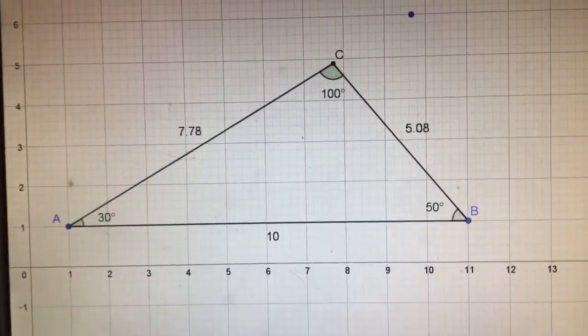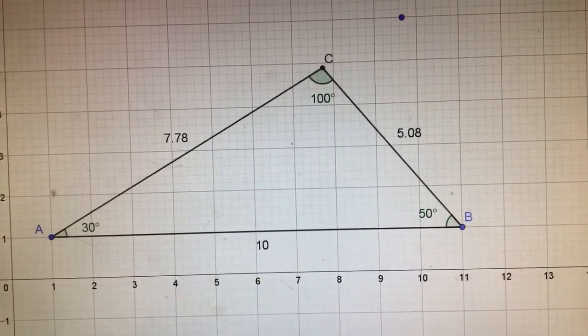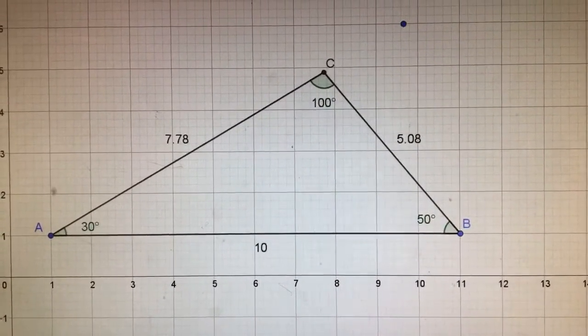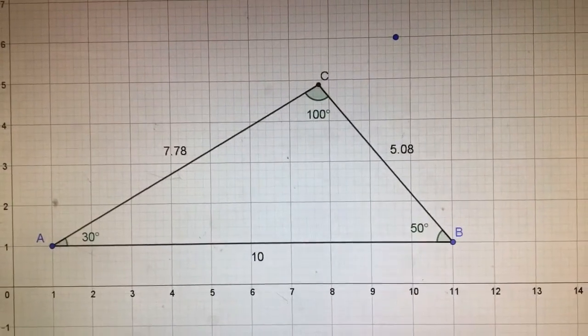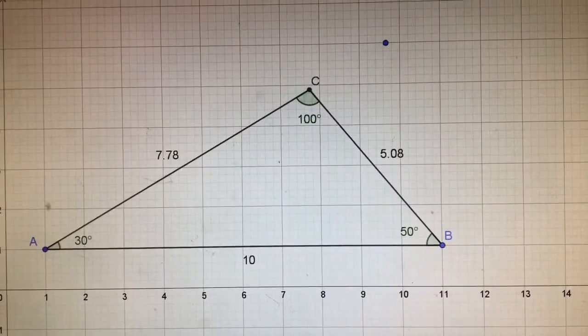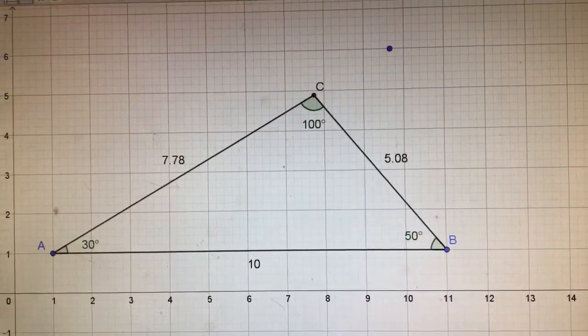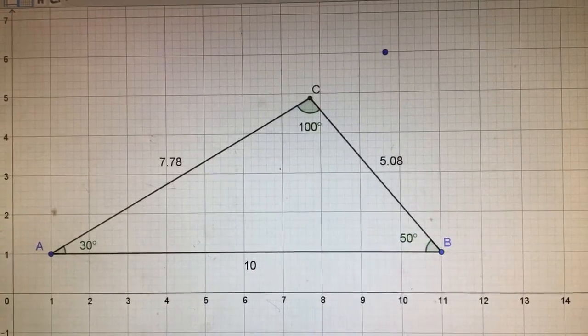So what you'll notice here, there's your triangle. It has a 30, 50, and a 100 degree angle, and the length of the longest side is 10, and the short side, notice it is opposite the smallest angle, 30 degrees, is 5.08, and then of course the next leg of that triangle opposite the 50 degree angle is 7.78.